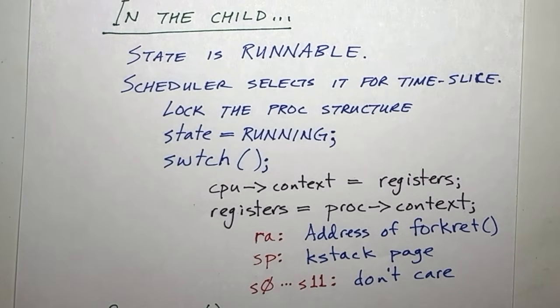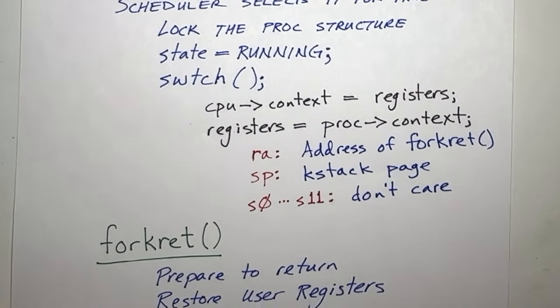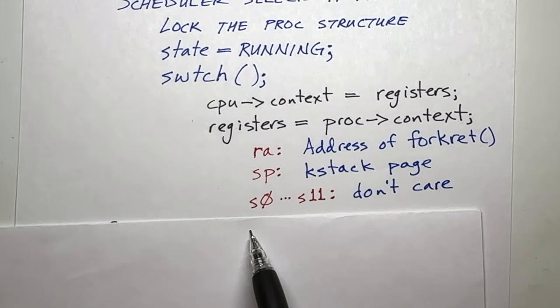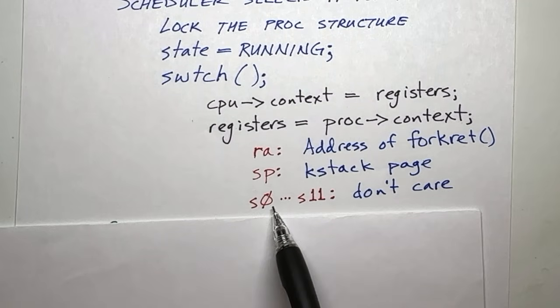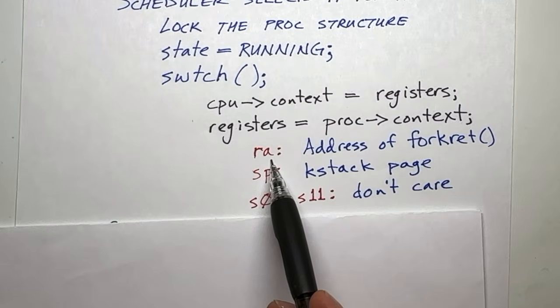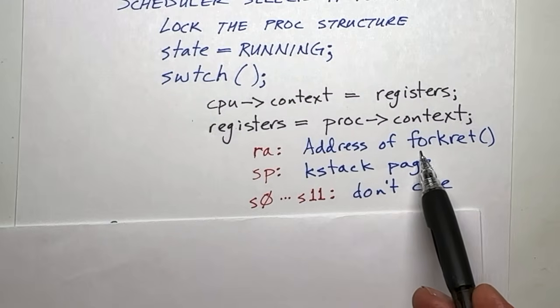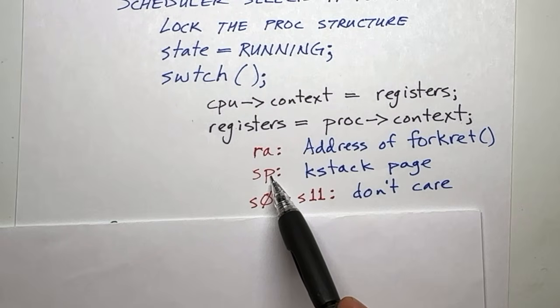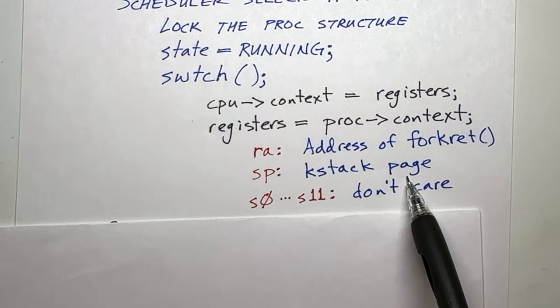However, for new processes like this, we've saved some special values for the RA and SP registers. Recall that when we set up the new process in allocproc, we stored values directly into the process's context area. The RA field in the context, that's where the return address register is saved, was set to contain the address of a function called forkret. And the SP field in the context, that's where the stack pointer register would be saved, was set to point to the beginning of the kernel stack. The stacks go downward, so we stored the address at the top of this process's kstack page.